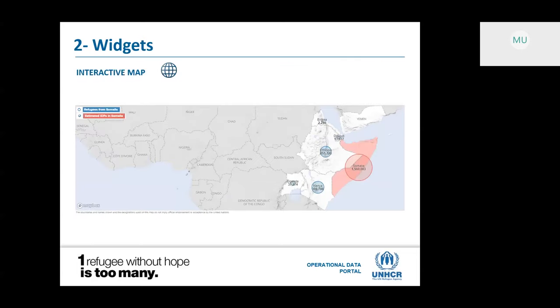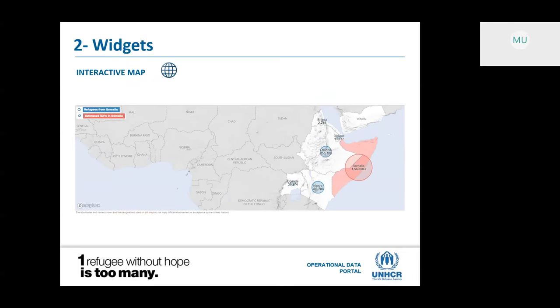So the first one is the interactive map. The map is basically a carrier to show population data on the portal. We use these bubbles displayed here in blue and red to show population figures by location specified by the user. So we can show population here, displayed refugees from Somalia and estimated IDPs in Somalia at the same time on the same map, which is here used at the country level, but we can also go down to a deeper level if we have the data available in the portal.